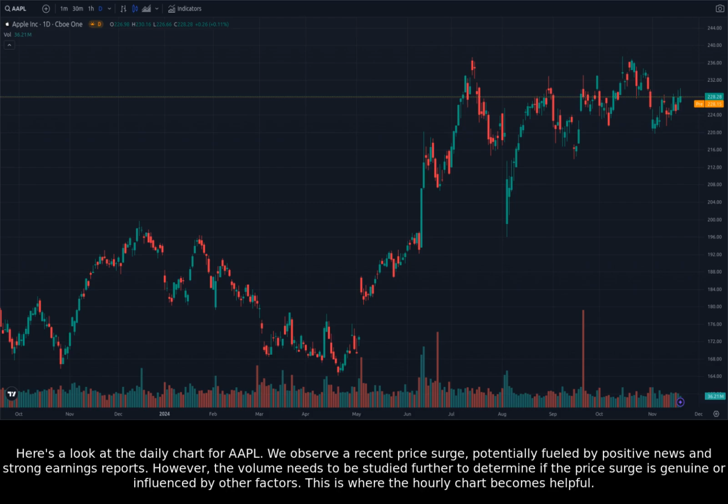Here's a look at the daily chart for Apple. We observe a recent price surge, potentially fueled by positive news and strong earnings reports. However, the volume needs to be studied further to determine if the price surge is genuine or influenced by other factors. This is where the hourly chart becomes helpful.